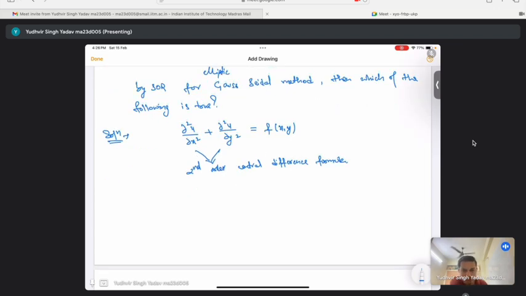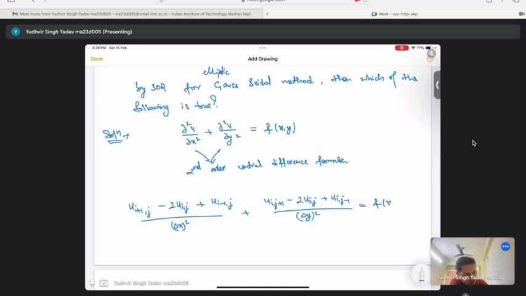Then the resulting numerical scheme will appear as ui+1,j minus 2ui,j plus ui-1,j divided by delta x square, where delta x is the step size in the x direction, plus ui,j+1 minus 2ui,j plus ui,j-1 divided by delta y square, equals f of xi, yj. So this is the required difference scheme.